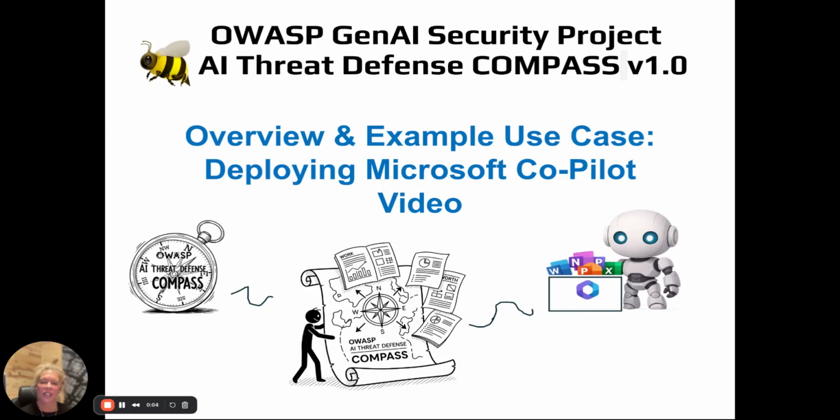This video is an example use case of using OWASP Generative AI Security Project AI Threat Defense Compass during a deployment of Microsoft Copilot within your organization.